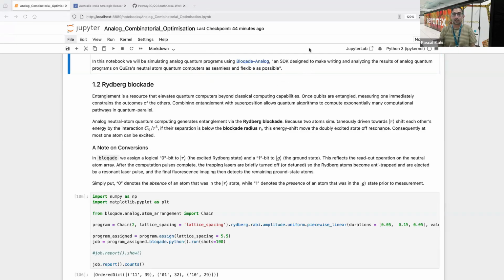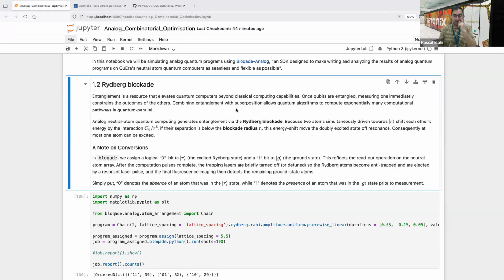All right. So let me close this. Right. So you had this interaction term that ensures that there's an energy shift, to ensure that the doubly excited state is off resonance. So you can't get the Rydberg states, which are mapped to 0 in the results that you get from blockade analog. So you can't get a 0-0 state if there's a strong interaction term. You're unlikely to get a 0-0 state.